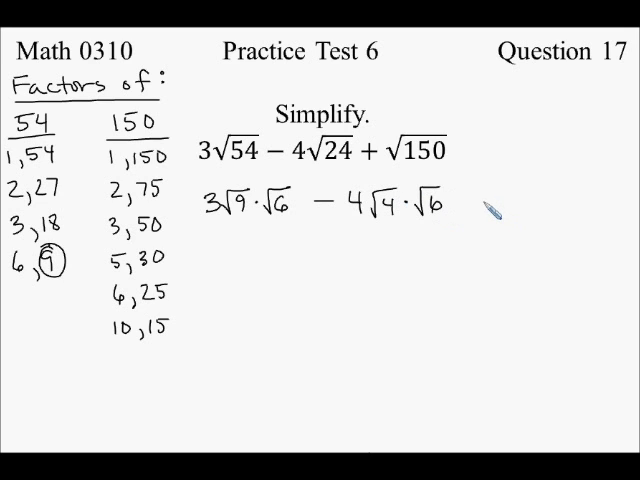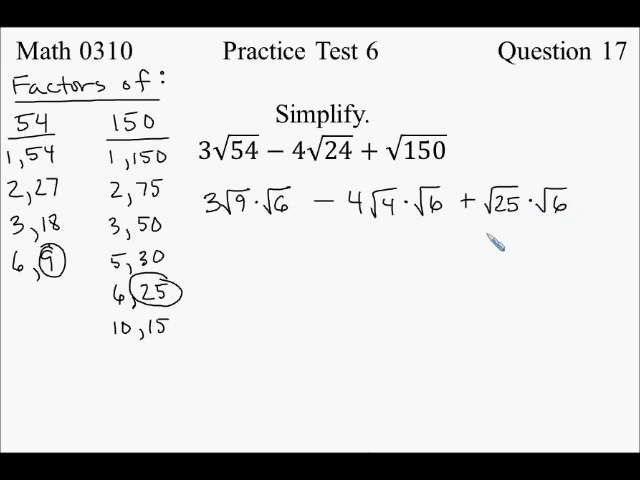Alright, and then we have plus 150, so let's look for the biggest perfect square we can find in here. None of these down the left side are perfect squares, but if we see over here, 25 is a perfect square. We should know the square root of 25. So let's go ahead and make 6 times 25 would give us 150, so let's go ahead and make this square root 25 times square root 6.